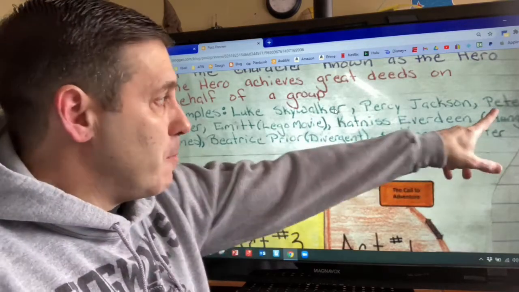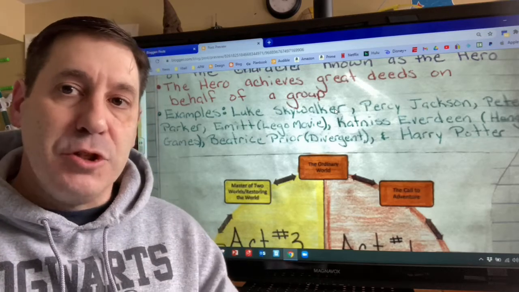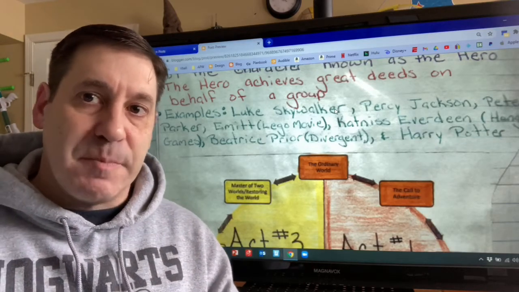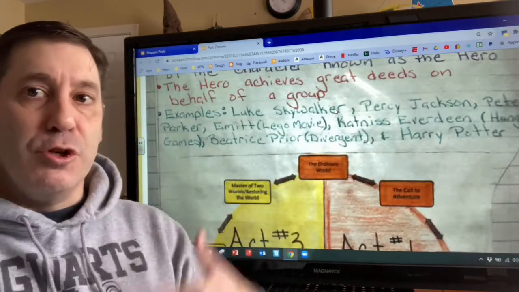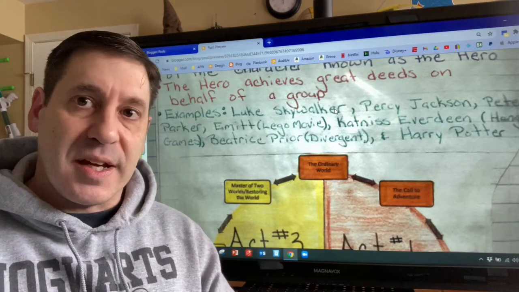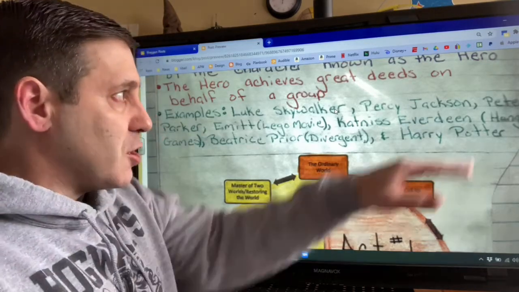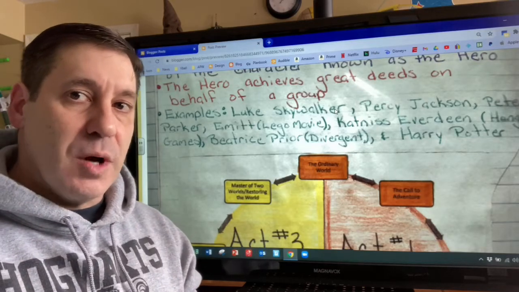Here's another one, Peter Parker. And if you guys are, again, fans of superhero movies, you know that that's actually Spider-Man's real name. His name is Peter Parker. And I included him because superheroes, in fact, do fit this pattern that Joseph Campbell is talking about called the hero's journey. So Peter Parker and a lot of your other superheroes that you guys like to read about.